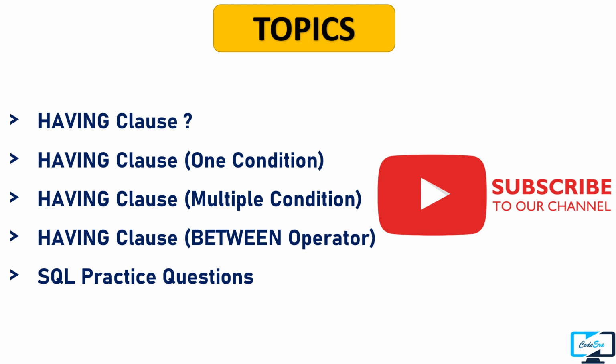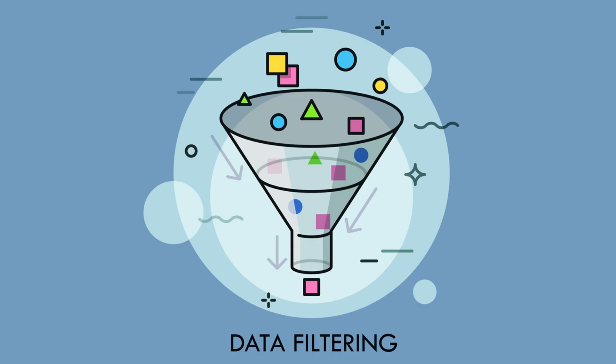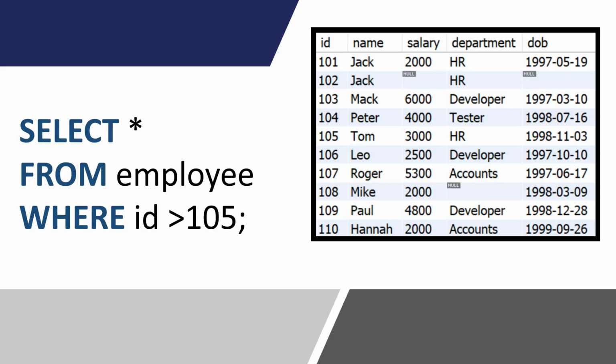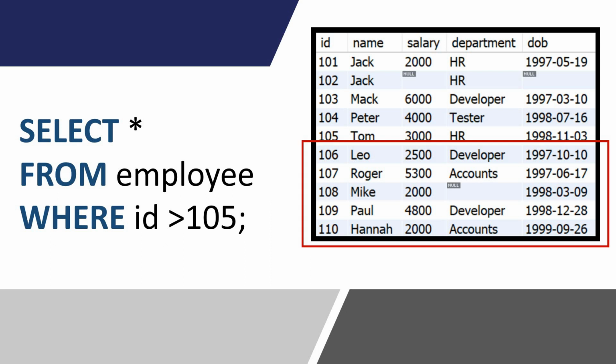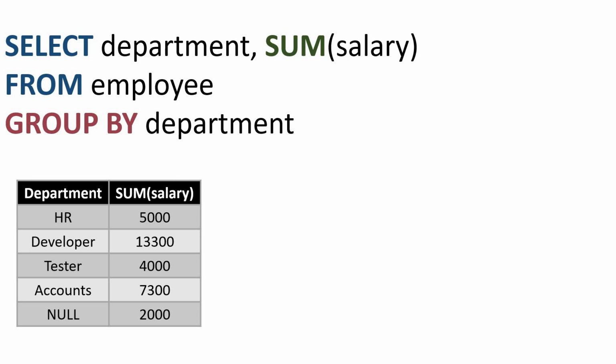So guys, before we jump to the definition of having clause, let's first discuss what is the need of having clause. Till now, for the purpose of data filtration, we were using where clause. For example, this query, which is select star from employee where ID greater than 105. So this query will return all the rows which have ID more than 105. Now look at this query. The query is select department, comma sum of salary from employee group by department. So this query will give us the output something like this. This query will add the salary of each department and return this output.